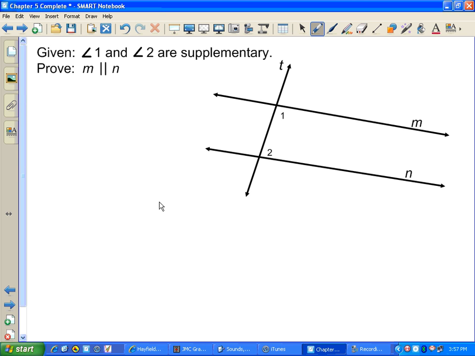Okay, so here's the next example. I'm given that angle 1 and angle 2 are supplementary, and I want to prove that M is parallel to N. In our direct proof, we could prove this right away. Our direct proof would go like this: angle 1 and angle 2 are supplementary. That's given.